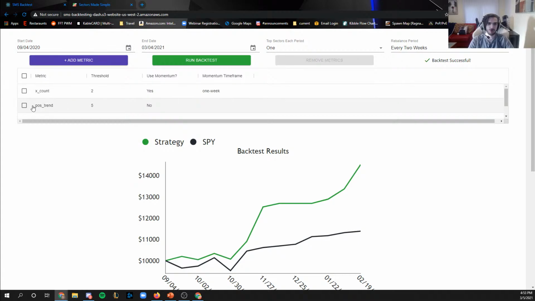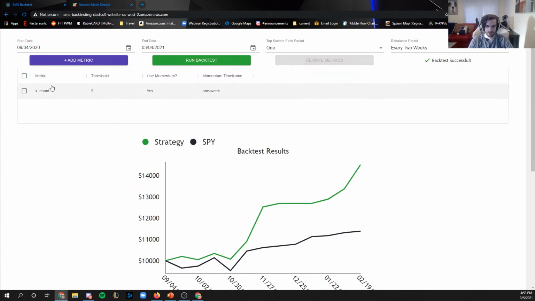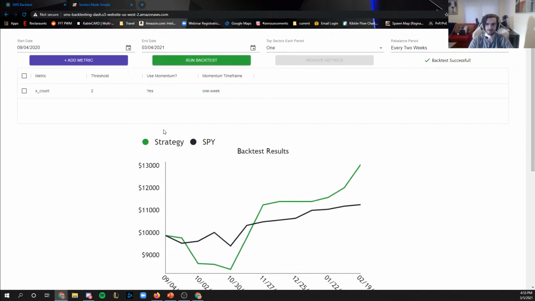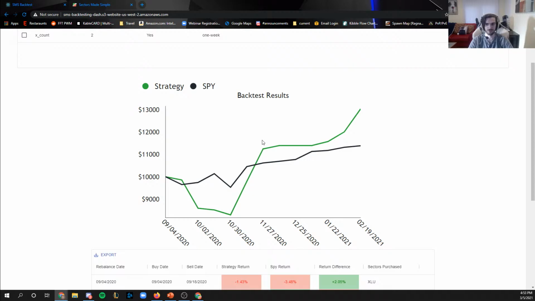So let's try one more thing now. Let's see what happens if we remove the positive trend. Now we see that strategy would have done worse here, better now. What page am I on? This is the backtesting for the matrix.